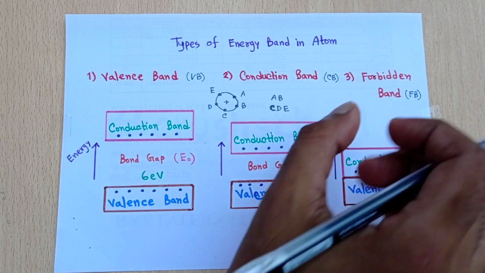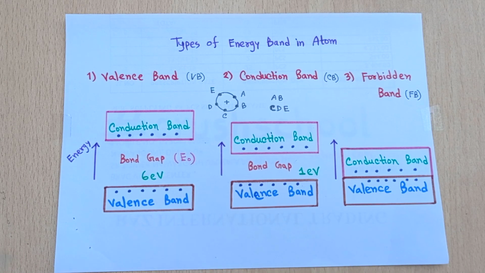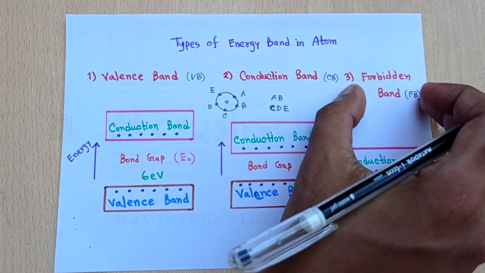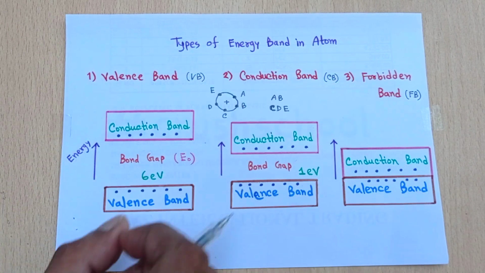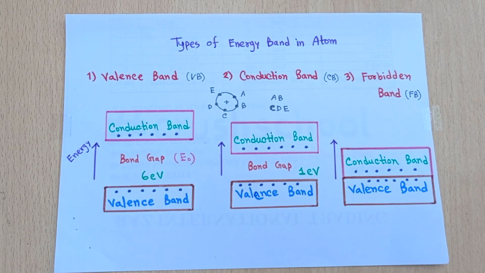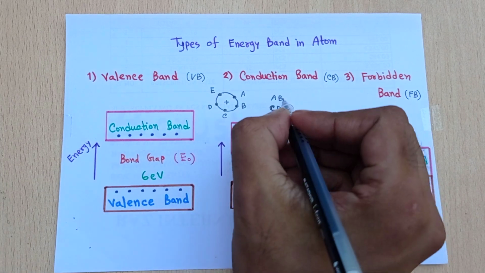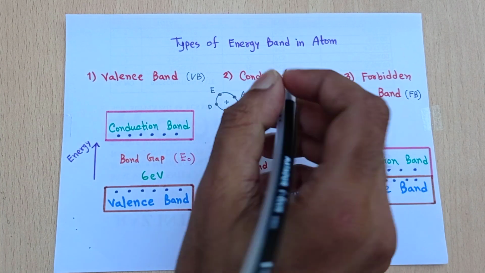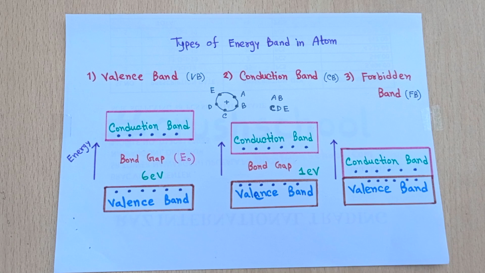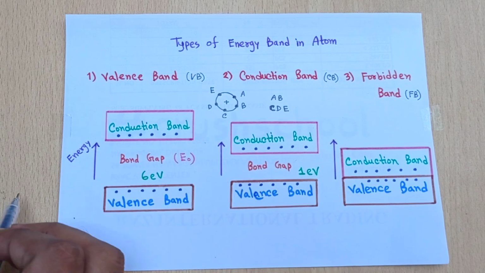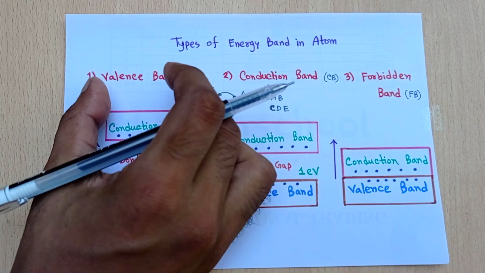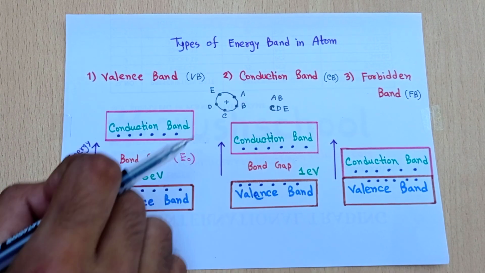So the last one is our forbidden band. The forbidden band is actually the difference between the two bands, the valence band and the conduction band, and there is a gap between them because the electrons A and B, which have a very low amount of energy, cannot go from one atom to another atom and stay at the outer shell of the atom. And this band is the valence band, as we have said.